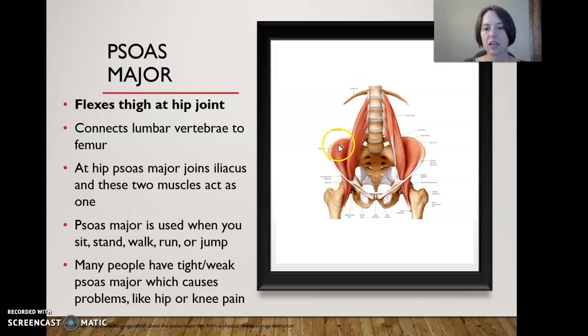So interestingly, it connects with this iliacus muscle at the hip, and then they act as one strong hip flexor. So they are literally joined at the hip. Like I said, you use it whenever you do anything. And a lot of people have a tight psoas, and we can talk about how you can determine if you have a tight psoas and some exercises you can do to strengthen it, or more likely just stretch it.